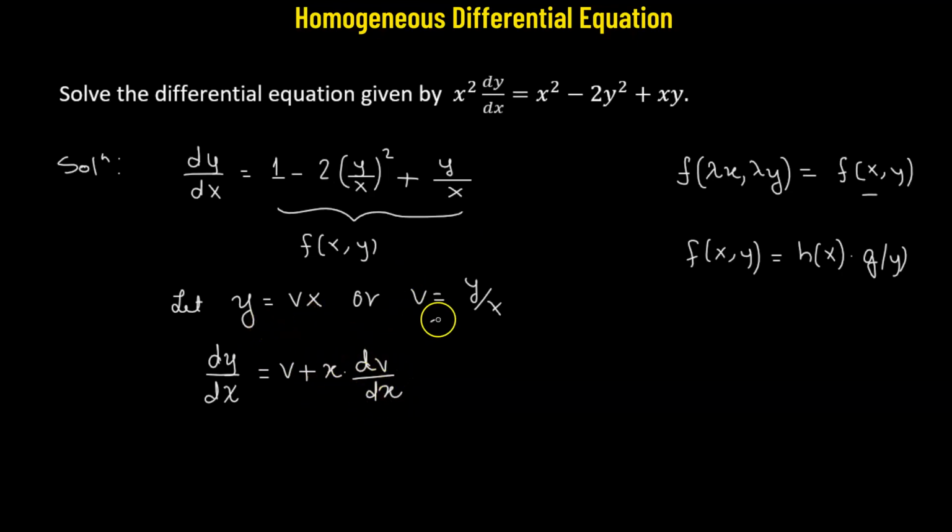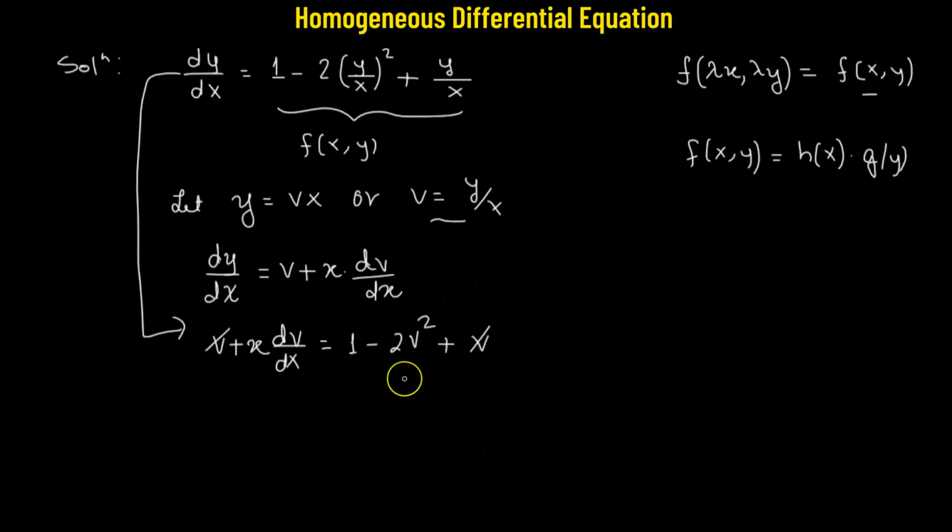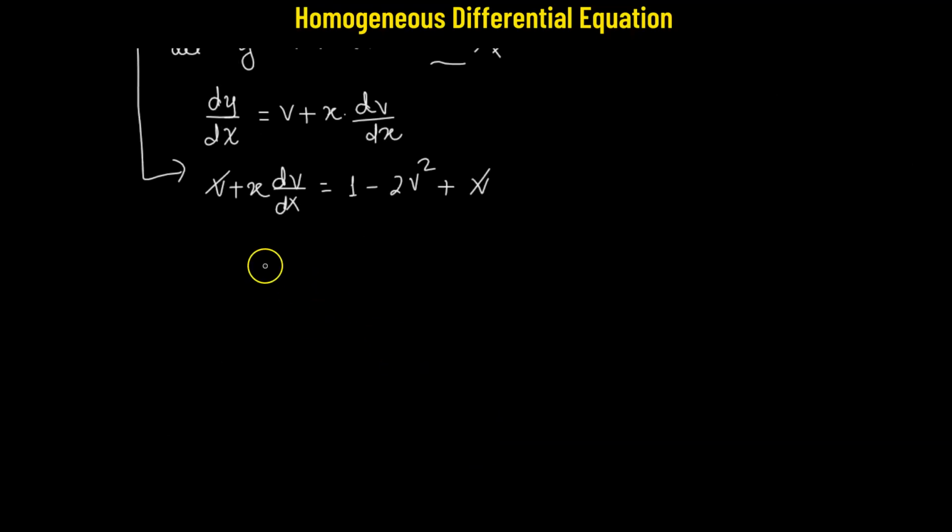Now we will use this value v equals y over x and the value for dy over dx and substitute into our original differential equation, such that this differential equation now transforms to v plus x times dv over dx equals 1 minus 2 times y over x squared, so this will become v squared, plus y over x, which is v. And immediately we can see that v and v cancel out, and we will have the differential equation x times dv over dx equals 1 minus 2v squared.